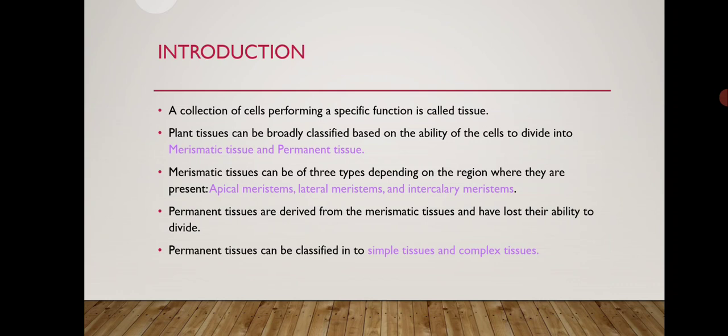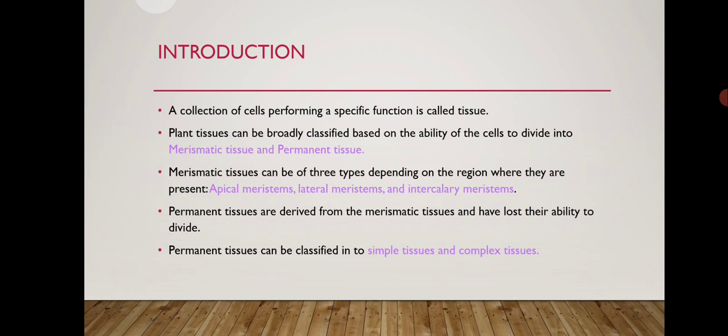What do you mean by a tissue? Tissue is a group of cells that are performing a specific function. In case of plant tissues, we can classify it into meristematic tissues and permanent tissues. Meristematic tissues are tissues which have the ability to divide, and permanent tissues are the tissues which lose the ability to divide. Meristematic tissues can be classified again into three types. They are apical meristems, lateral meristems, and intercalary meristems.